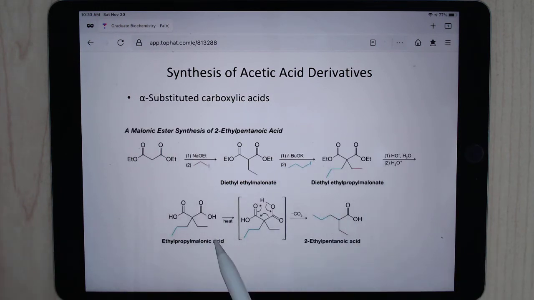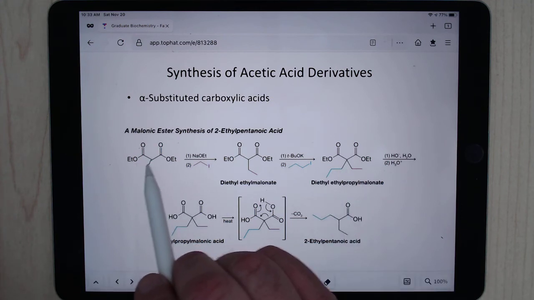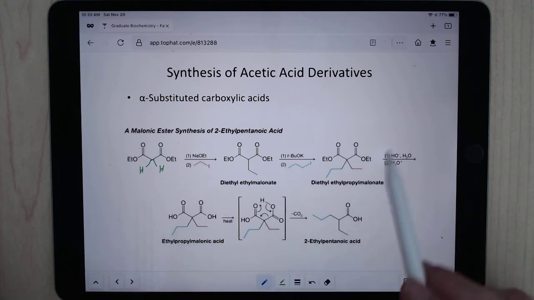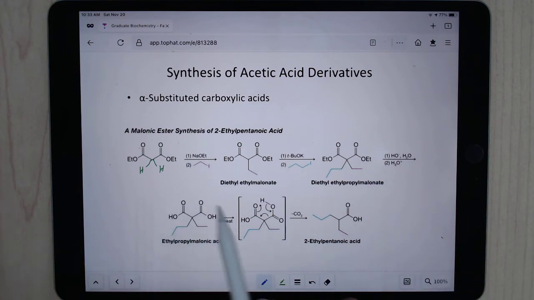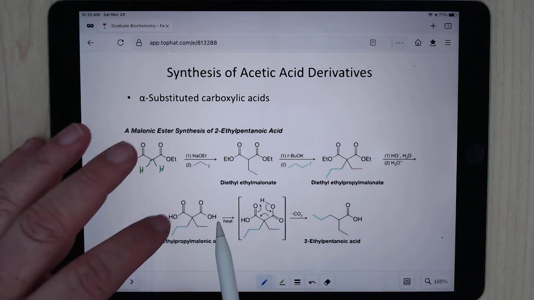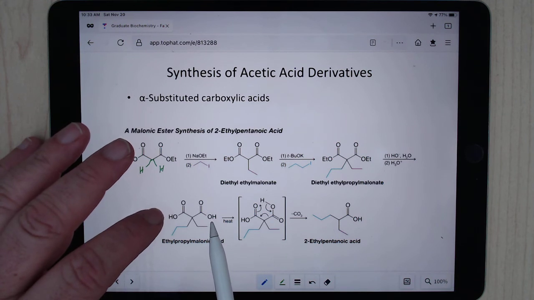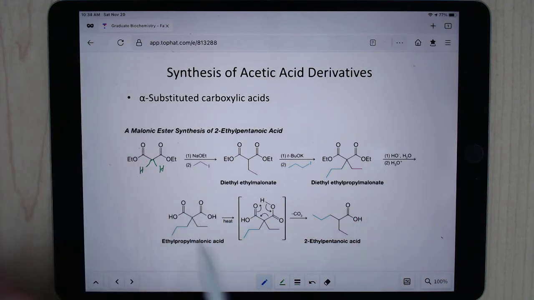But again, you can come in and you can put two different groups on here. Okay, because you've got two different acidic hydrogens. But when you come in here and do the hydroxide step, you're going to take away the ester for both of these, convert both of these into carboxylic acids, and then when you heat it, only one of them is going to go away. So you're going to end up with this. Doesn't matter which one.